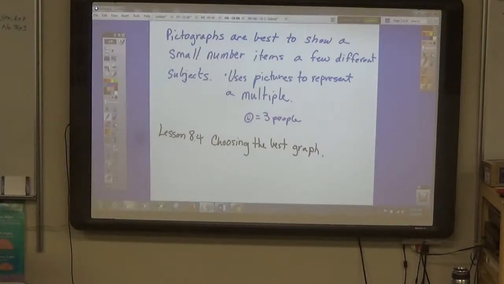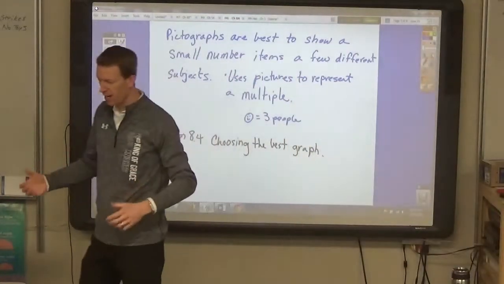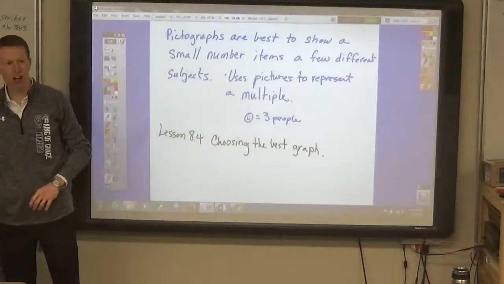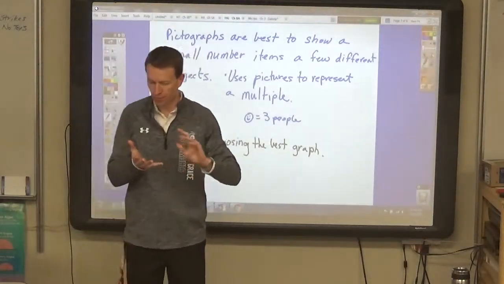We're going to cover lesson 8.4. That's on choosing the appropriate graph, the type of graph that you should use based on what it is that you're trying to display. Okay? This lesson is all about thinking back to the types of graphs that we talked about.